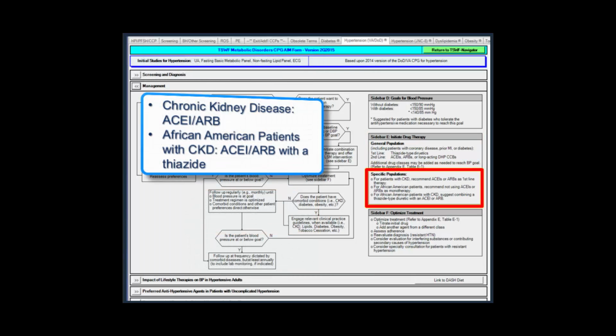For patients with chronic kidney disease, the recommendation is that they should use either an ACE or an ARB as first-line therapy instead of a thiazide. And in African American patients with kidney disease, they recommend combining this ACE or ARB with a thiazide due to the increased risk of stroke in these patients who are on an ACE inhibitor or an ARB by themselves.